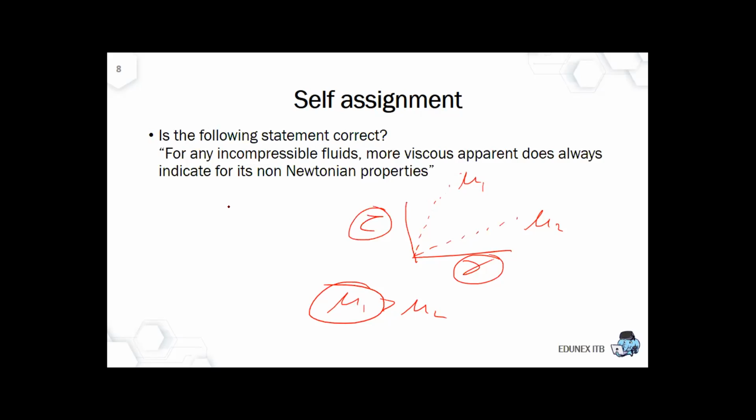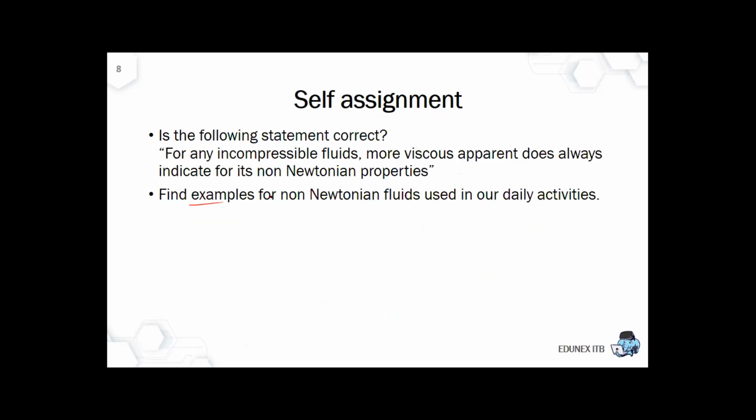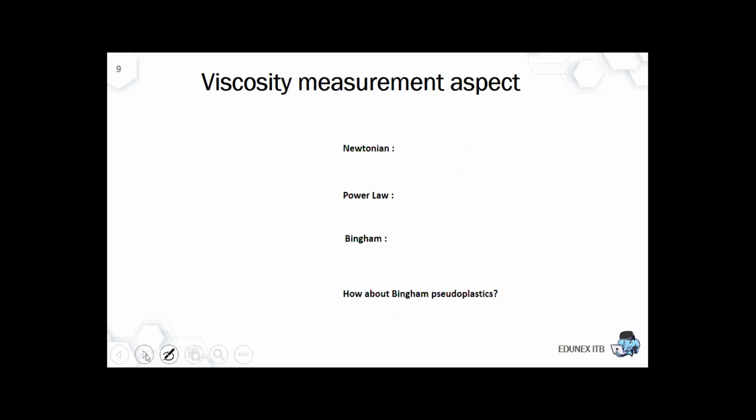As you've seen before, cold honey has high viscosity. It's very viscous, but its behavior is quite predictable. That's the reason why we cannot just say non-Newtonian fluid is the viscous fluid. No, it's wrong. And then find examples of non-Newtonian fluids used in our daily activities. Find it by yourself.